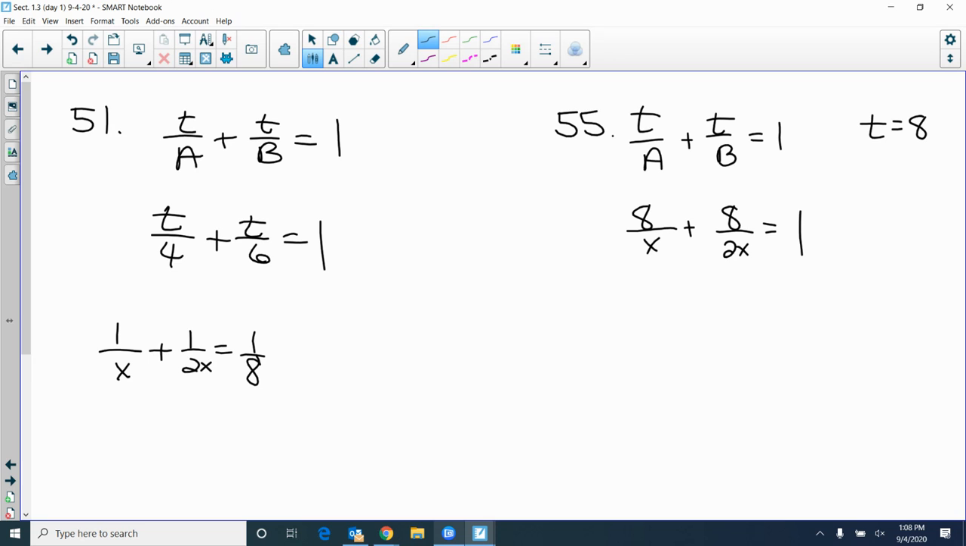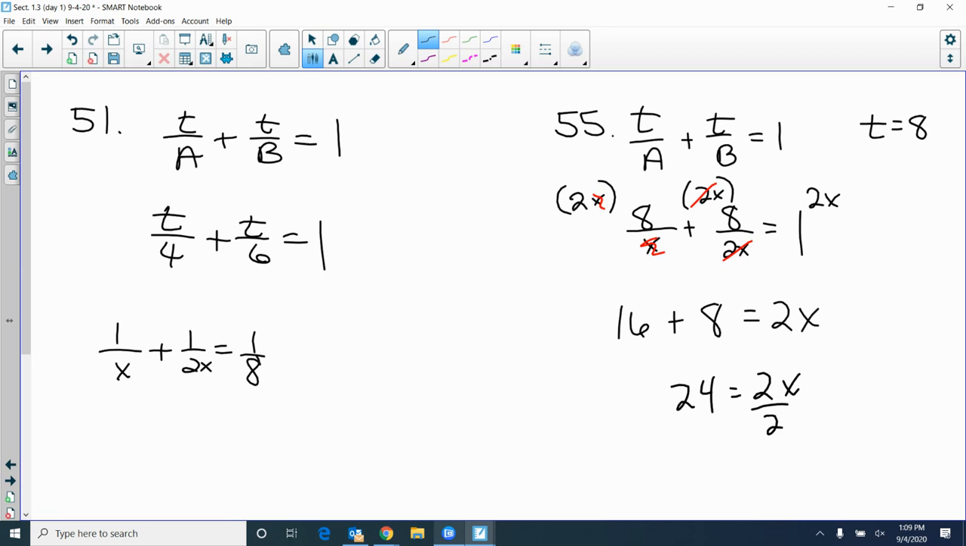All right, what can I multiply by? I don't think it's as obvious. What can I multiply by, Madison, to clear the fractions out? 2x. That is right, because we need the 2 and we need the x. So you multiply everything by 2x. The x's cancel, and you're left with 8 times 2, which is 16. The 2x's cancel, and you're just left with the 8. And then 2x times 1 is 2x. X equals 12. Okay.